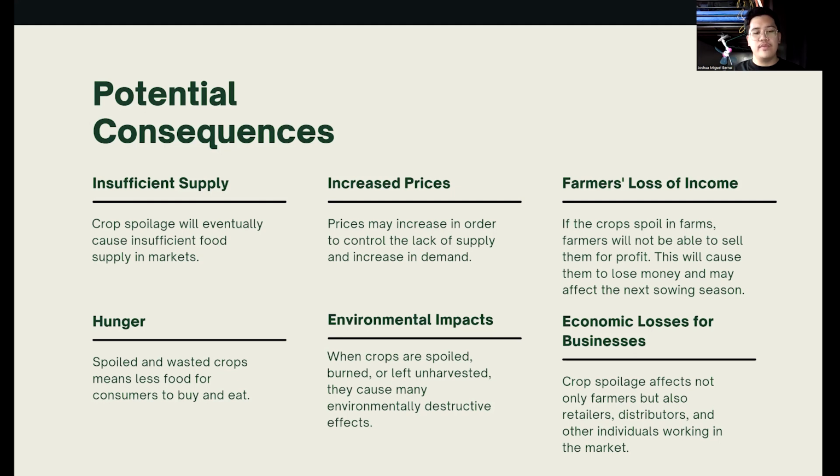And the fifth possible consequence affects the environment. Wasted crops will either be spoiled, burned, or left unharvested. This can cause many environmentally destructive effects, such as greenhouse gases, wasted water and nutrients in the soil, and damaged soil quality and biodiversity. The last possible or potential consequence is the economic losses for the businesses. Wasted crops do not only affect farmers, but also the retailers, distributors, and the market vendors.